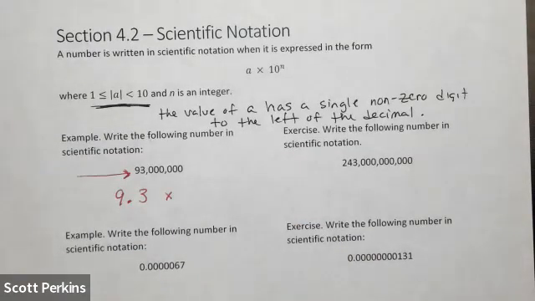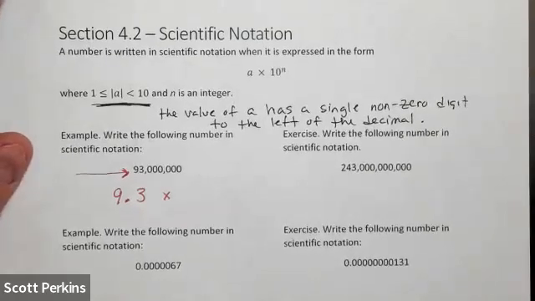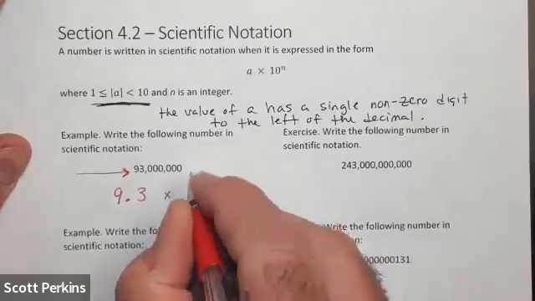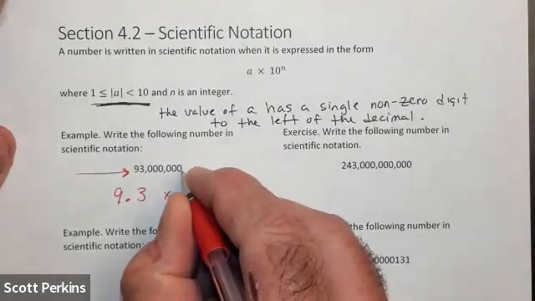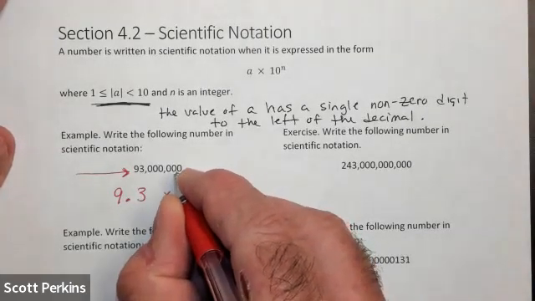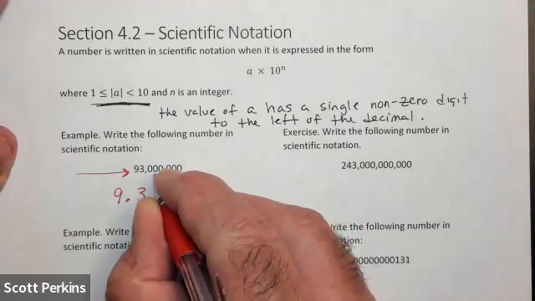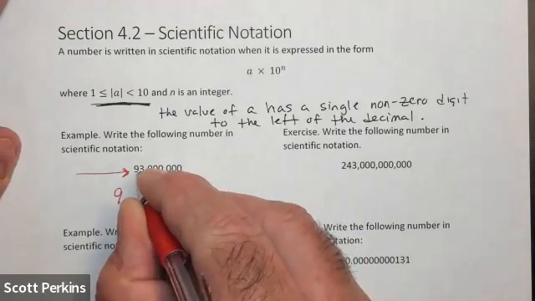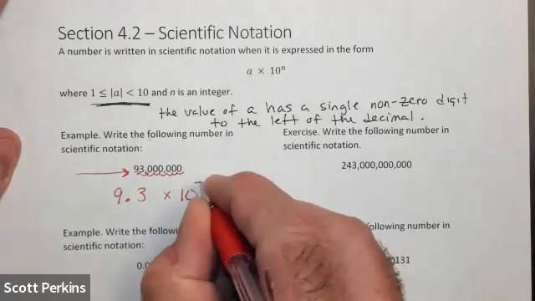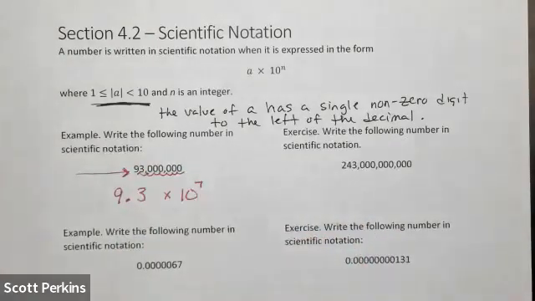It is some power of 10. So all I'm going to do now is count the decimal places that I moved my decimal. I'm going to start over here and count the decimal places, and I'm old, so make sure you're double checking. It's 1, 2, 3, 4, 5, 6, 7 places I have moved the decimal. So it's 10 to the 7th. And that's 93 million written in scientific notation.